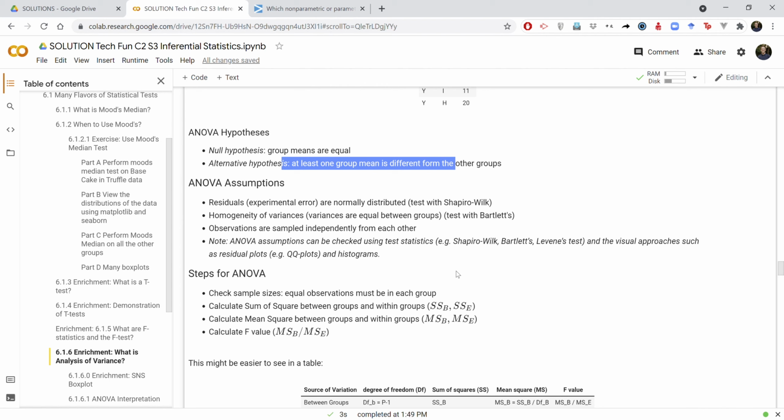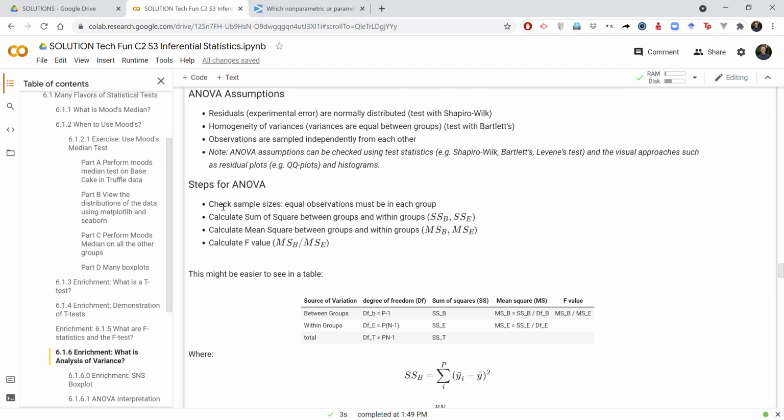ANOVA has much stronger assumptions than Mood's median, and for that reason we have to be more particular about where we apply it. But when we do apply it, its conclusion is stronger. The assumptions are: the residuals, or the experimental error, are normally distributed, and we can test this with the Shapiro-Wilk test, which we'll show in a moment. The homogeneity of variances, that is, the variances are equal between the groups, we can test this with Bartlett's. Observations are sampled independently from each other. And a side note, ANOVA assumptions can be checked using test statistics like we've listed above, but we also have visual approaches such as residual or QQ plots.